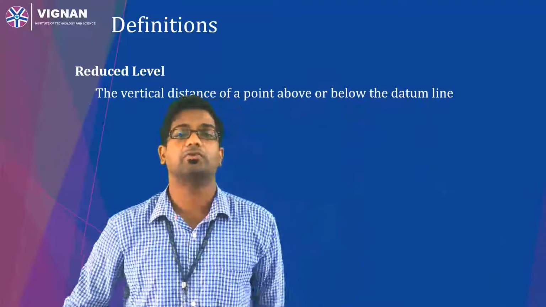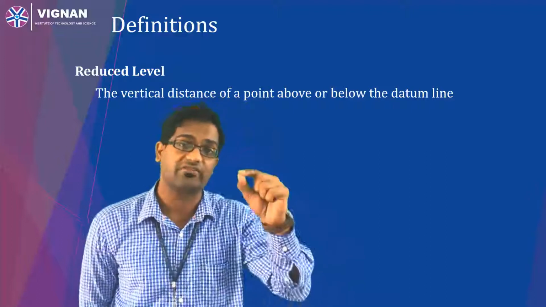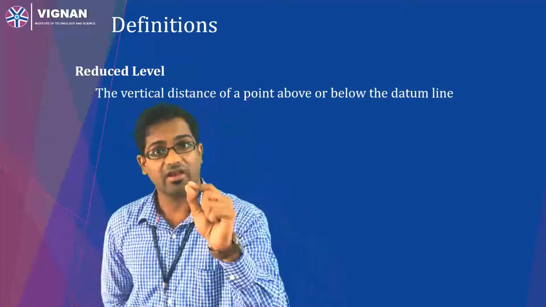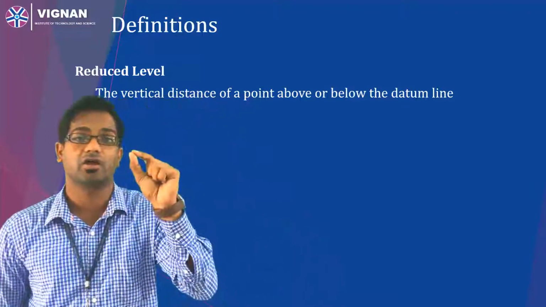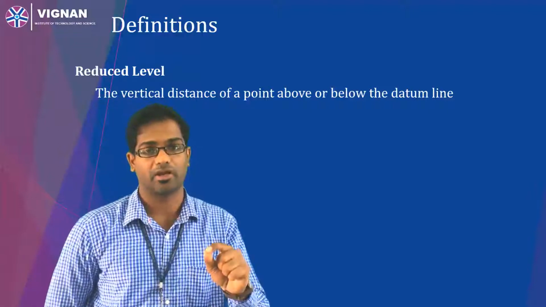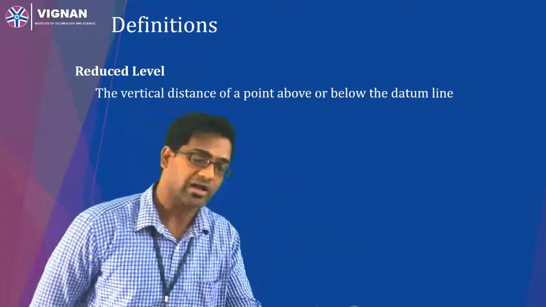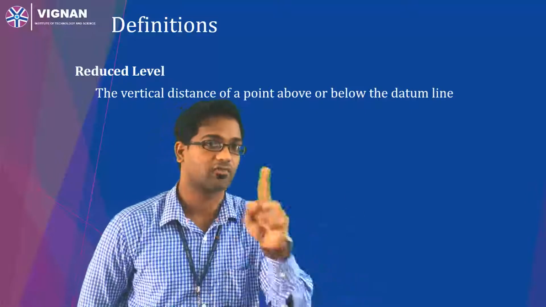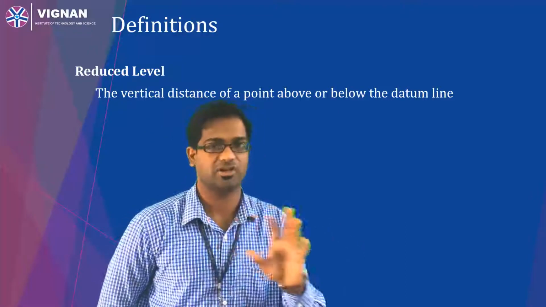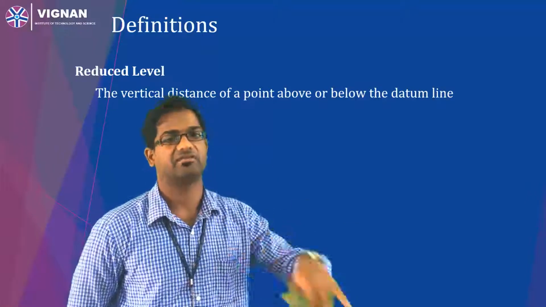Elevation is a term you come across when you talk about the vertical distance of any point with reference to datum or mean sea level. Reduced level is the term you use when you are denoting a point on the ground surface with reference to another point, not with reference to datum. But the meaning is the same: the vertical distance with respect to a reference point.